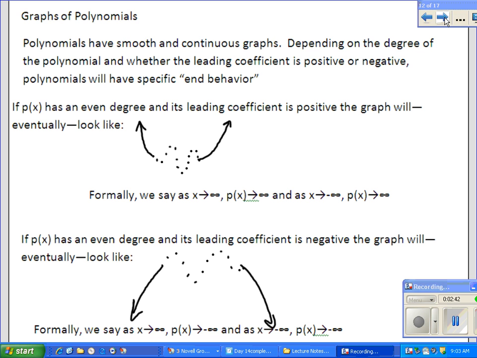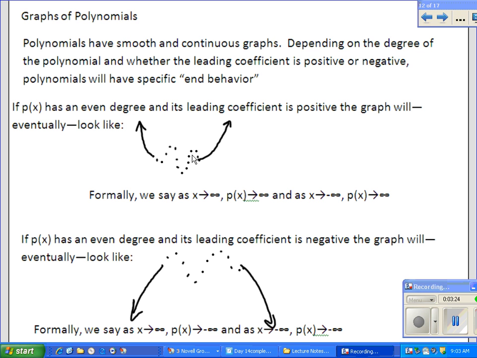Okay, graphs of polynomials are nice, smooth, continuous graphs. Depending on the degree of the polynomial, whether the leading coefficient is positive or negative will tell you what the end behavior of the polynomial will be. And so it's kind of the long-term behavior. So if p of x is an even degree, so the biggest exponent on the polynomial is an even number, like degree 2, degree 4, degree 6, and its leading coefficient is positive, so the number in front of that x that has the largest exponent, then the graph of any polynomial with an even degree and a positive leading coefficient is going to be increasing to the right and increasing to the left.